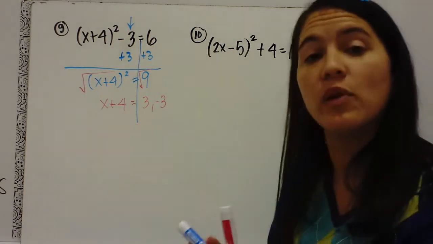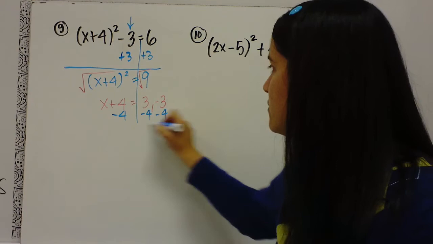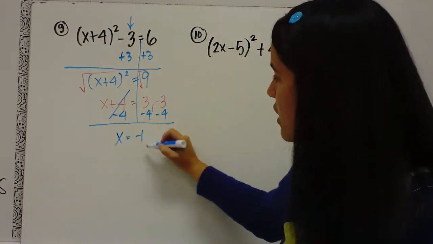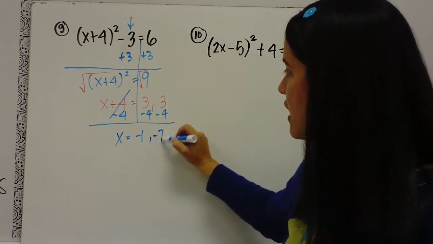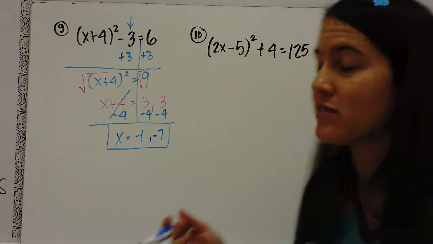I need to undo plus 4, so I'm going to do minus 4 on both sides. 3 minus 4 is negative 1. Negative 3 minus 4 is negative 7. So those are your two options. Those are your two answers.